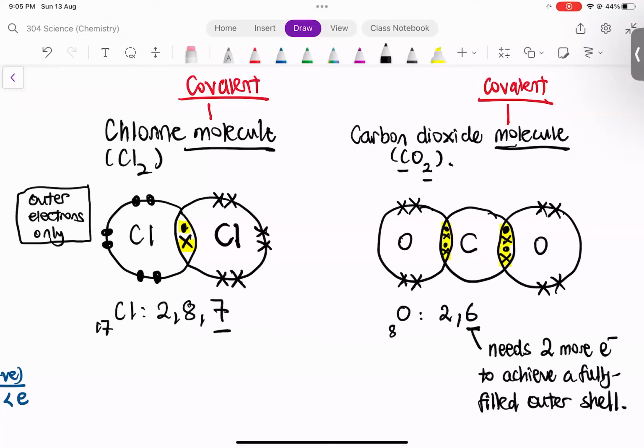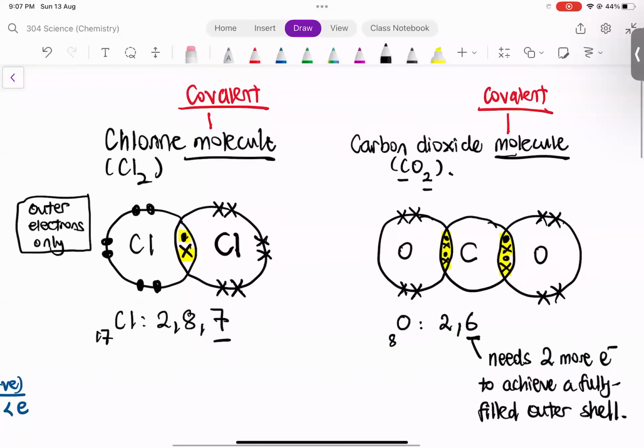All right, so this is how we draw the dot and cross diagrams for covalent molecules. We consider how many electrons they currently have in the outer electron shell. Based on the current number of outer electrons, we work out how many more electrons it needs. The number of electrons it needs is the number of electrons it will share. All right, so let's ensure that we take this down and we understand how to draw dot and cross diagrams for covalent molecules.